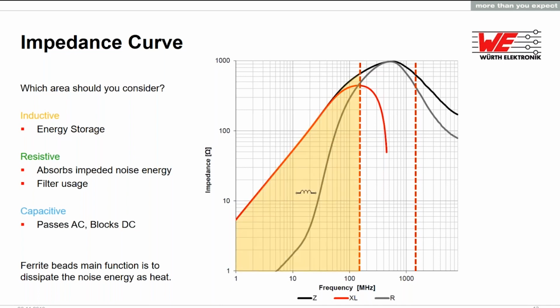In the first part, in the low frequency region, the bead acts more inductive. In the green area, it reacts more resistive. So this is where the self-resonant frequency is. And when it comes down, the ferrite bead reacts more capacitive. As the main function of the ferrite bead is to dissipate the noise, we would treat it more like a resistor and use it within this region up here.